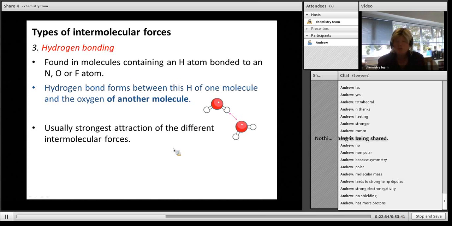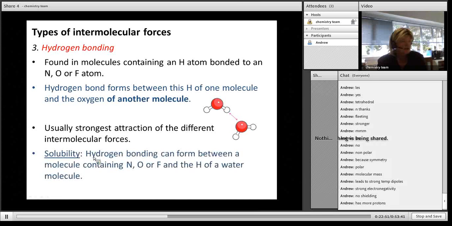And as I say, it's normally the strongest. But again, remember, your temporary dipole force of attraction can even be stronger than this. If I have a really big molecule, even if it's non-polar, it can have a higher boiling point.